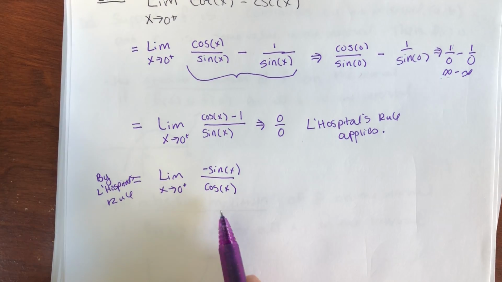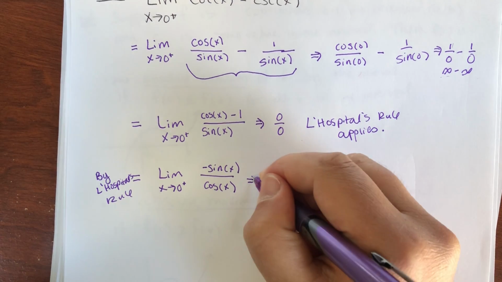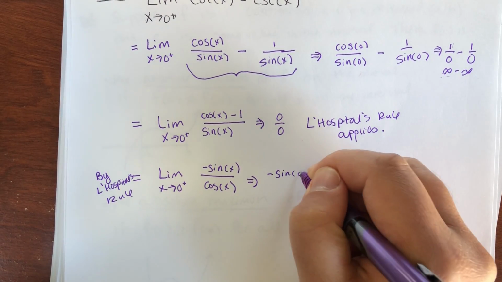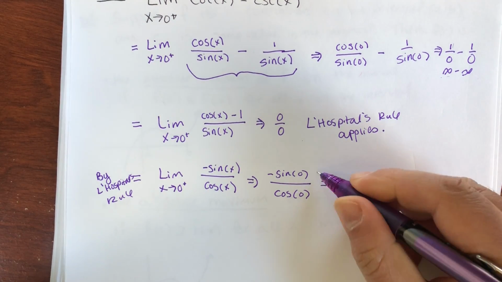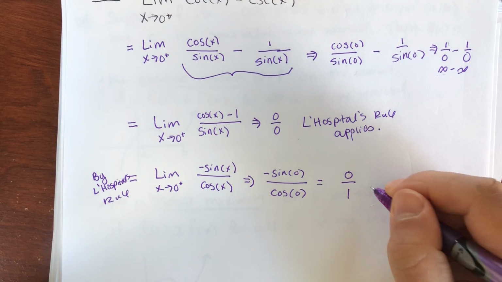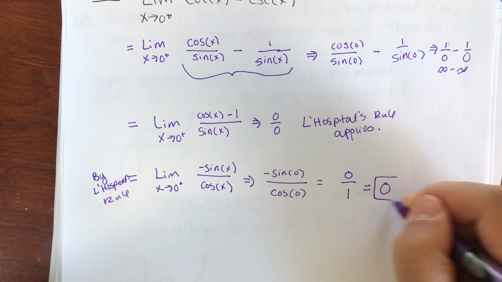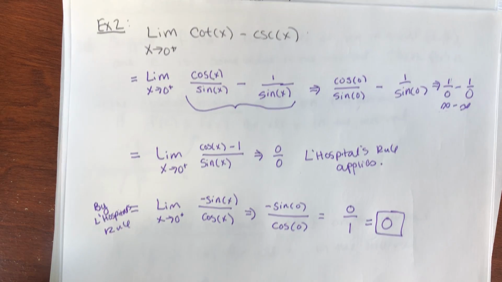Okay, now we try direct substitution again. Plug in x equals 0, what do we get? We would get negative sine of 0 over cosine of 0. Negative sine of 0 is just 0, and cosine of 0 is 1. 0 over 1 is a real number, it's equal to 0. So this limit does exist, and it's equal to 0.